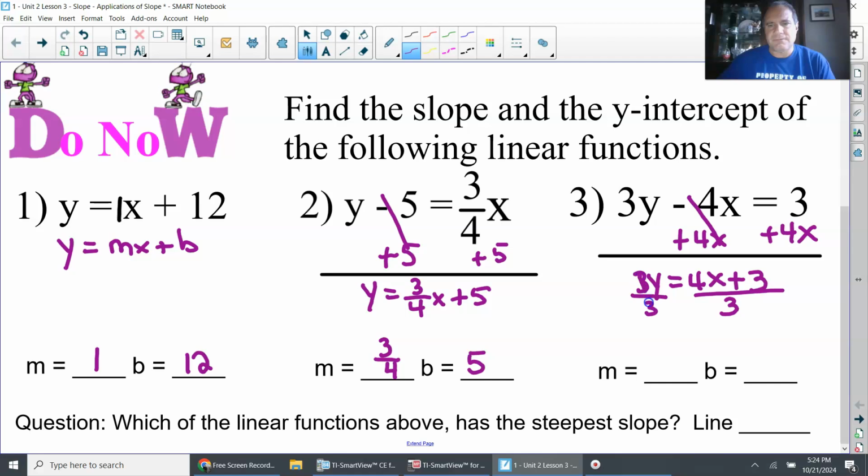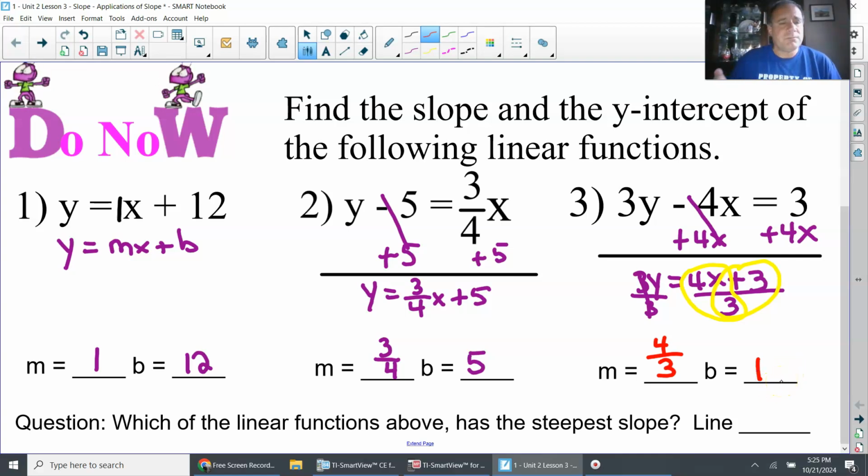And you see this fraction here, we're going to keep this fraction. This is 4/3. And we're going to keep that, so the slope is 4/3. And then the 3 divided by 3 is 1. So the y-intercept is 1.